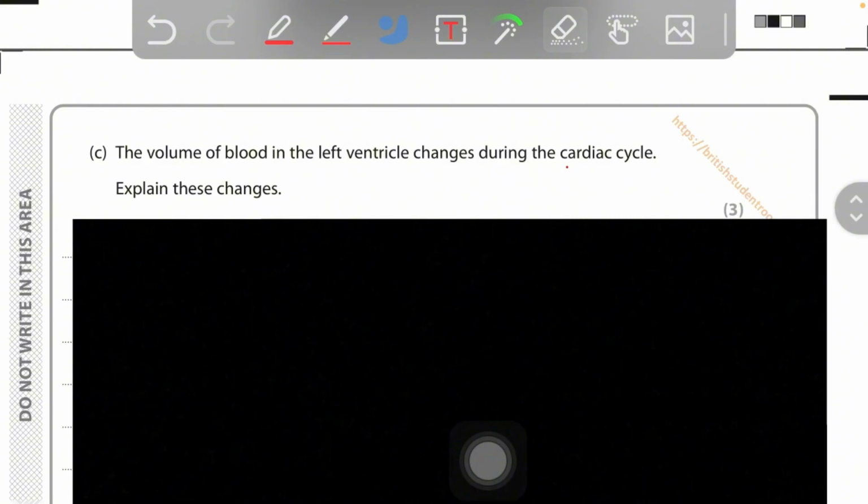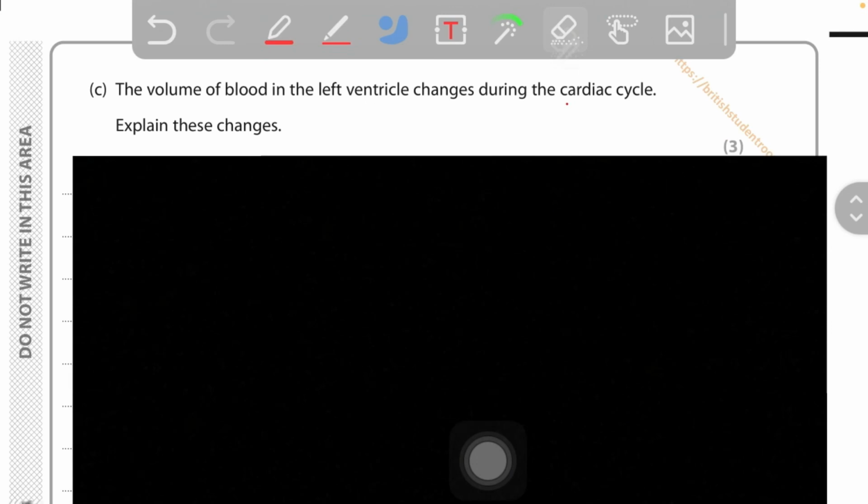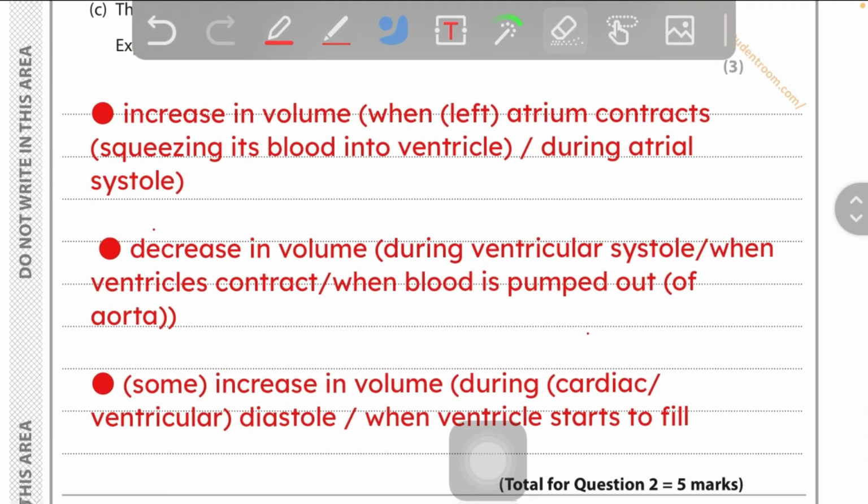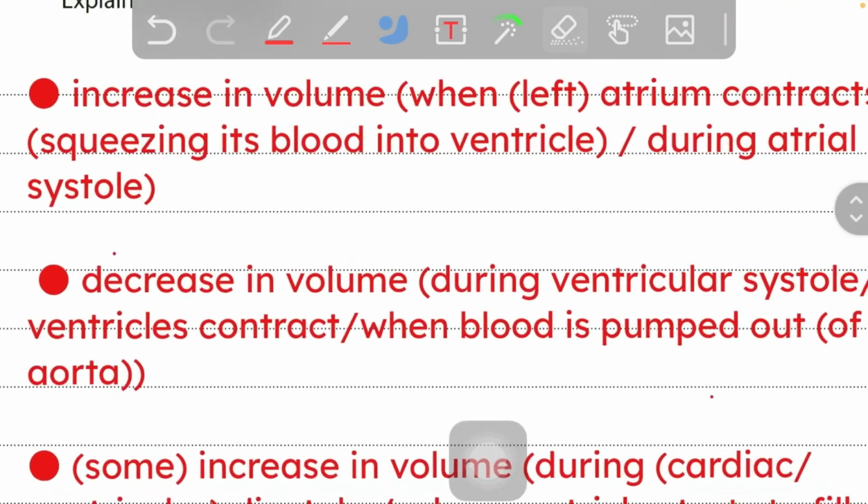Right? Two systoles and then a diastole. So we just need to link it with the left ventricle. First atrial systole, then ventricular systole, and then the diastole of the total heart. This is the basic step. So this is just an explanation.